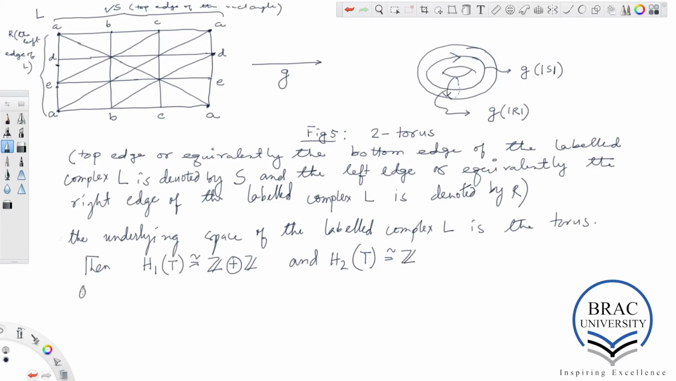Okay, now orient each two simplex of L counterclockwise. All right, which means that this goes counterclockwise, this also goes counterclockwise. Each of the two simplices here is oriented counterclockwise.